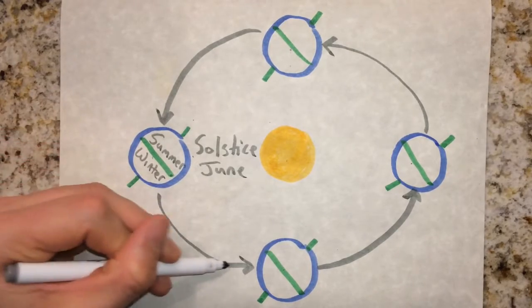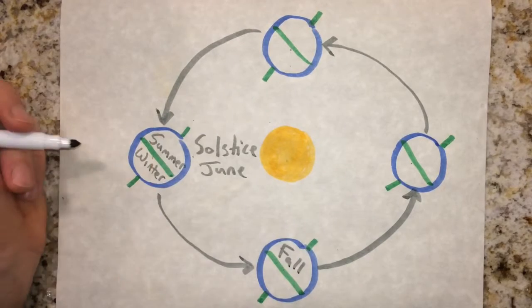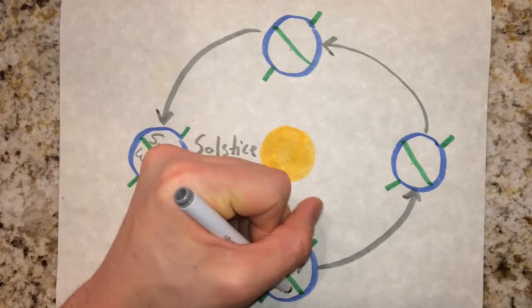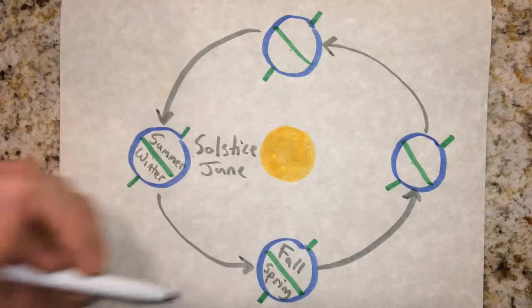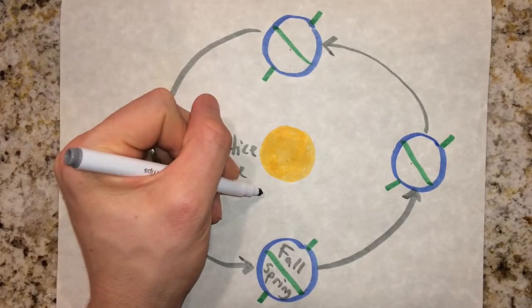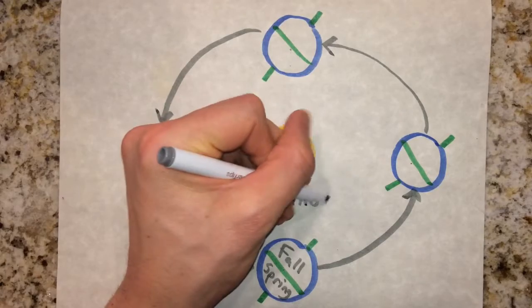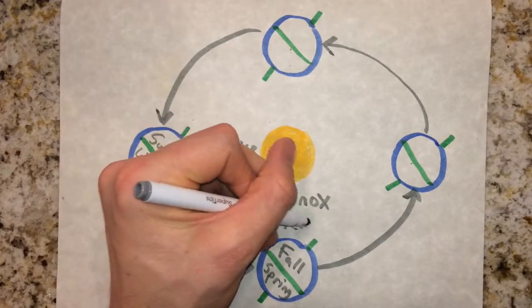From this position, the Earth is going to continue to revolve in a counterclockwise motion. The next season is fall, and the opposite in the southern hemisphere is spring. In this position, the Earth is not tilted toward nor away from the sun. This is called an equinox, meaning equal day and equal night. This equinox happens in the month of September.